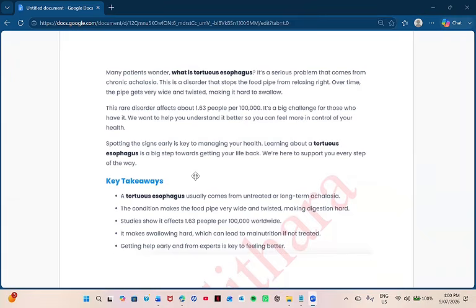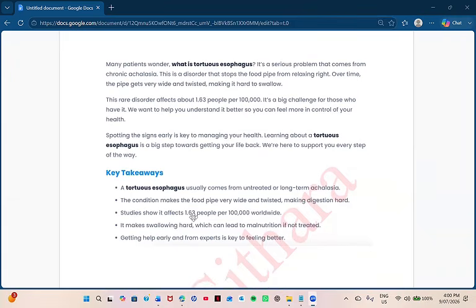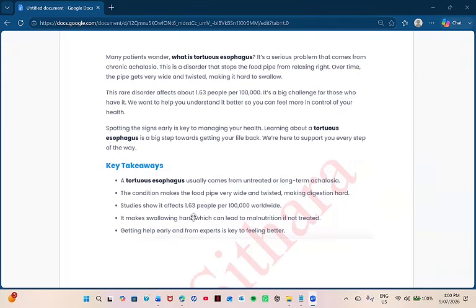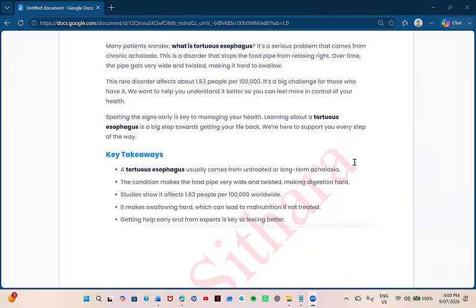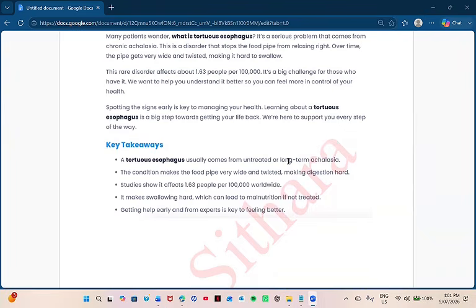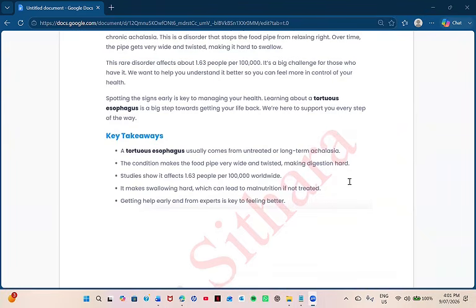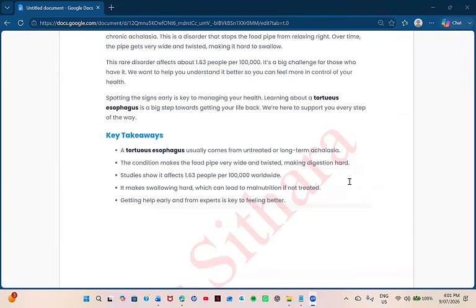It's a big challenge. So, what are the key features? Tortuous esophagus usually comes from untreated or long-term achalasia, right? The condition makes the food pipe very wide and twisted, making digestion hard, right? So this is a complication from long-term untreated achalasia, right, doctors?